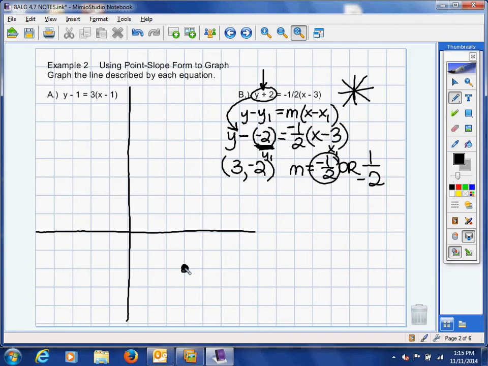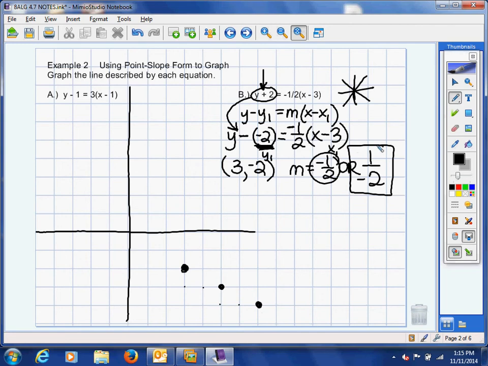Now get your pencil tip back on 3, negative 2, and let's do just that. Go down 1, right 2, and mark it. You can do it again. Down 1, right 2. Mark it. Okay? You don't have to just use that one. You could use the other one.